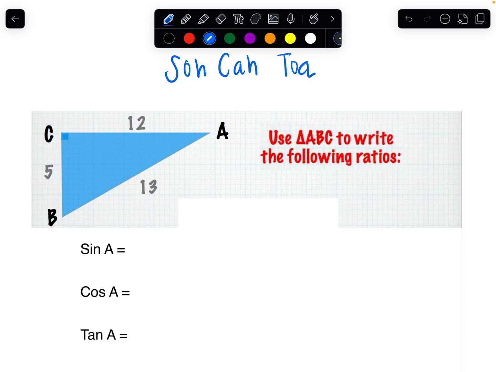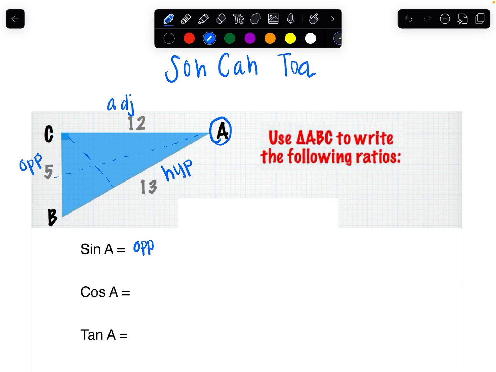And they're asking us about angle A. So from angle A I know the hypotenuse has to be 13 because it's across from the right angle. The side that's opposite of A, if I go across the triangle, that is my opposite side, not adjacent, opposite side, which means the last side then needs to be my adjacent side.